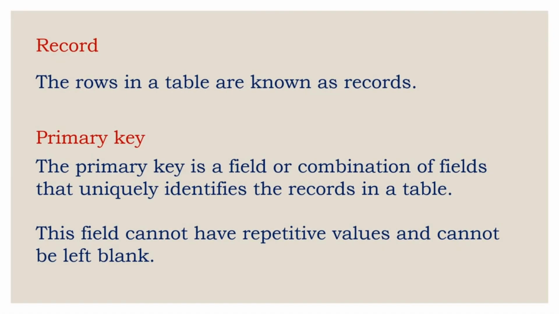Next, record. The rows in a table are known as records. Primary key. The primary key is a field or combination of fields that uniquely identifies the records in a table. This field cannot have repetitive values and cannot be left blank.